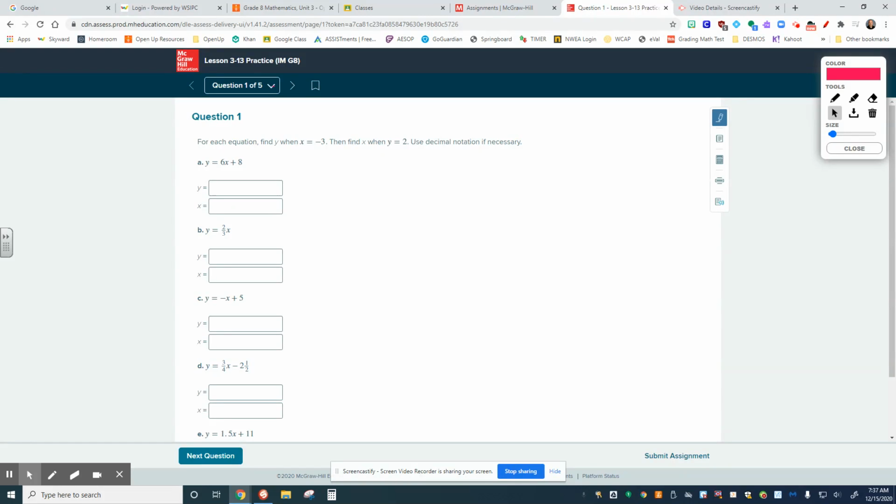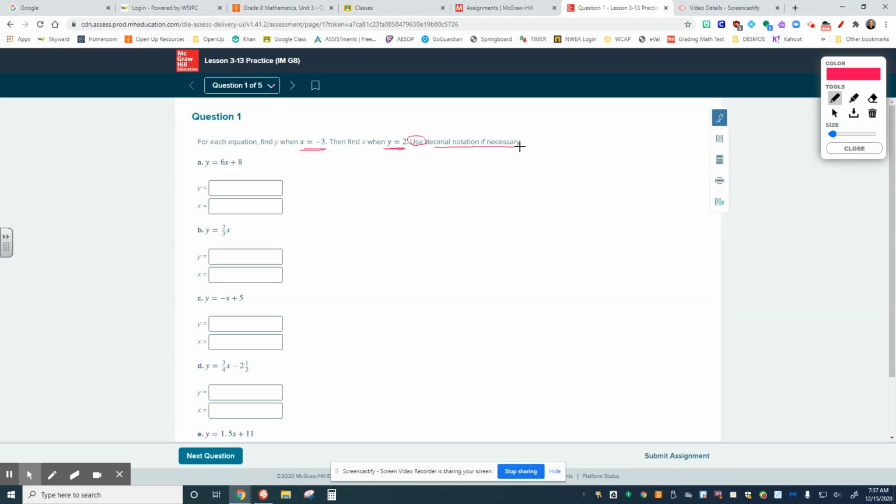Here's a little homework help for Unit 3, Lesson 13. Today we've been working with solutions to linear equations. Remember, a solution to a linear equation is any ordered pair that makes an equation true. In this case, we are given the values of x and y, and we're supposed to be able to find the solutions for their corresponding ordered pair. And we need to use decimal notation if necessary.